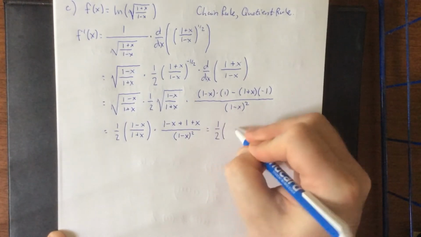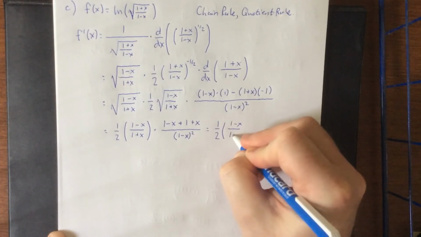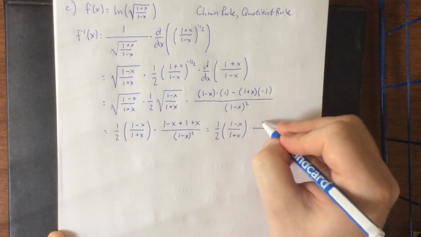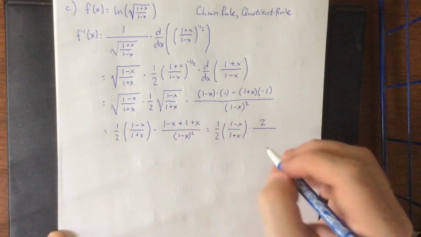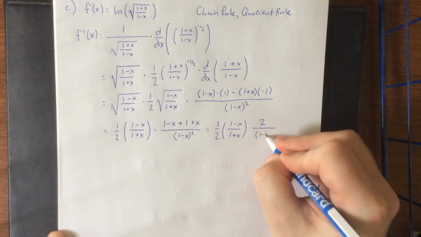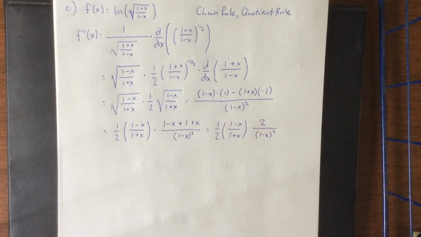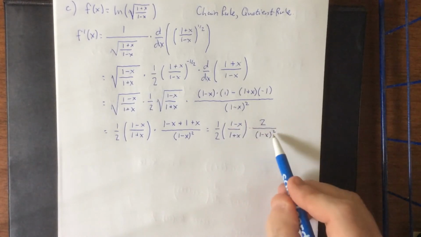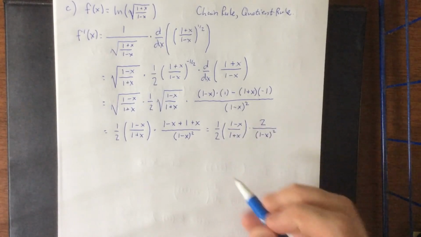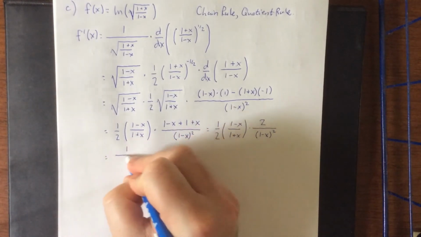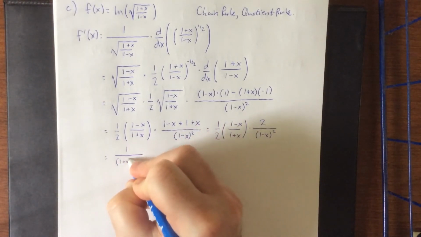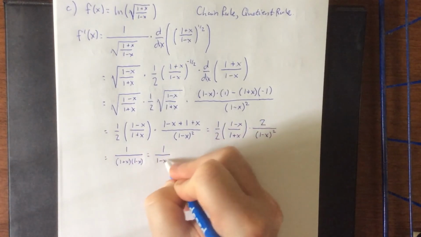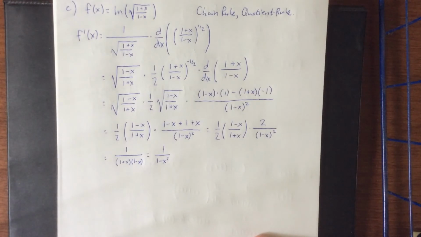Continuing to simplify, this will be 1/2 times 1 minus x over 1 plus x, times, this fraction will now become 1 plus 1, we get 2, and negative x plus x, those will cancel. We'll be left with 1 minus x quantity squared in the denominator. To finish simplifying this, I can cancel out one of the factors of 1 minus x as well as the factors of 2, leaving me with 1 over 1 plus x times 1 minus x, or stated more simply, 1 over 1 minus x squared.